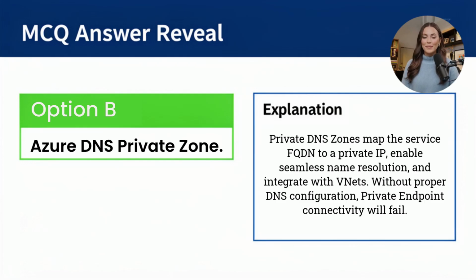Correct answer, B. Azure DNS Private Zone. Explanation: Private DNS zones map the service FQDN to a private IP, enable seamless name resolution, and integrate with VNets. Without proper DNS configuration, private endpoint connectivity will fail.